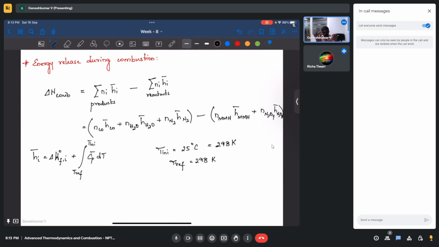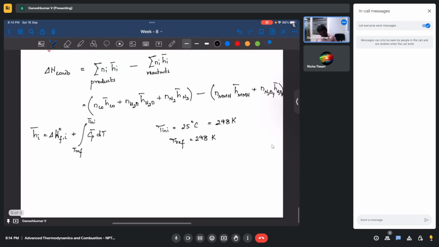So what is the amount of energy you can extract when the reactants and products are at the same temperature? Let's say you start from 25 degrees Celsius and convert all the reactants to products, and again come back to 25 degrees Celsius. In this process you have to extract some heat, and that heat is nothing but the energy released during combustion, or enthalpy of combustion. So here all these H bars you can actually replace with HFs, formation enthalpies.